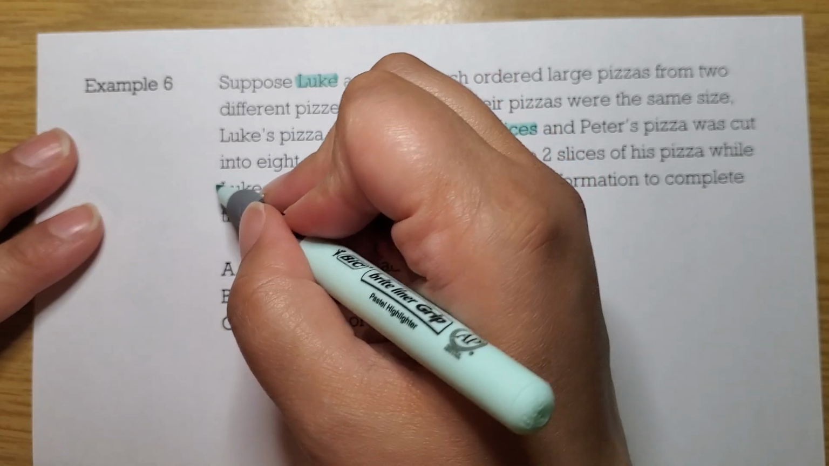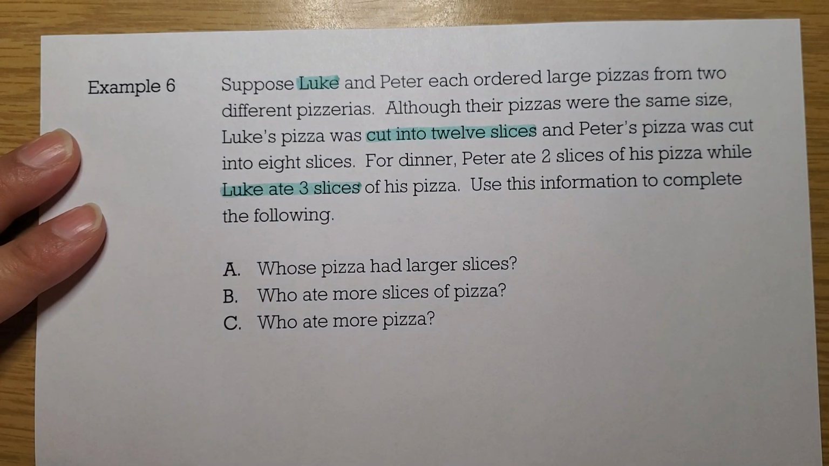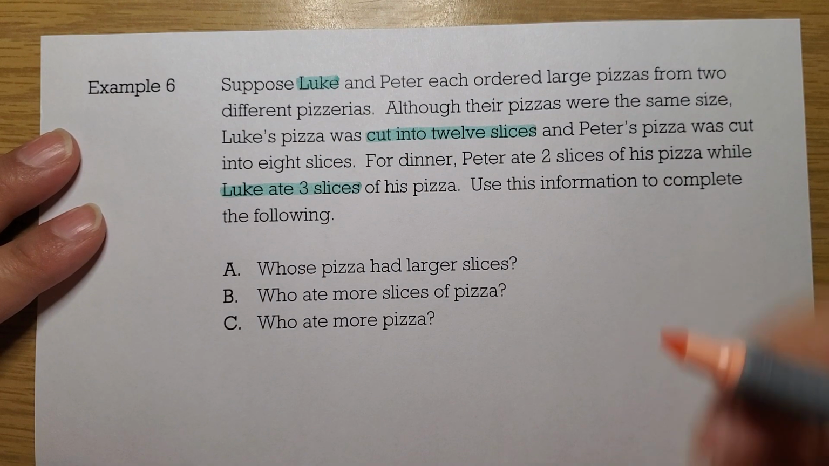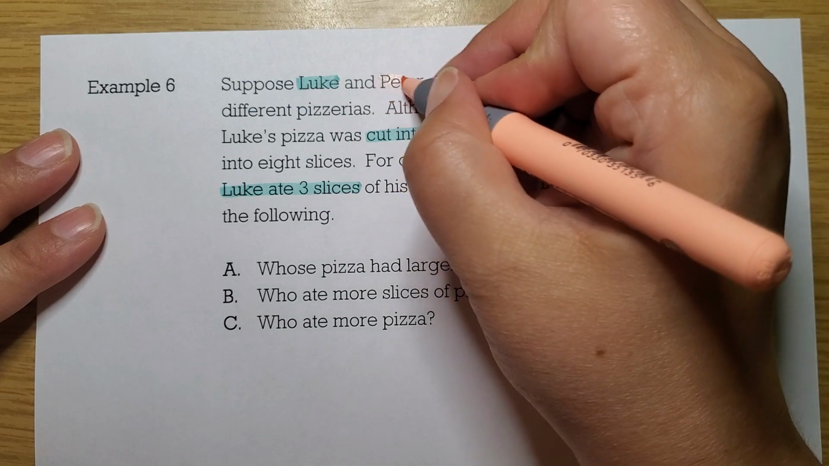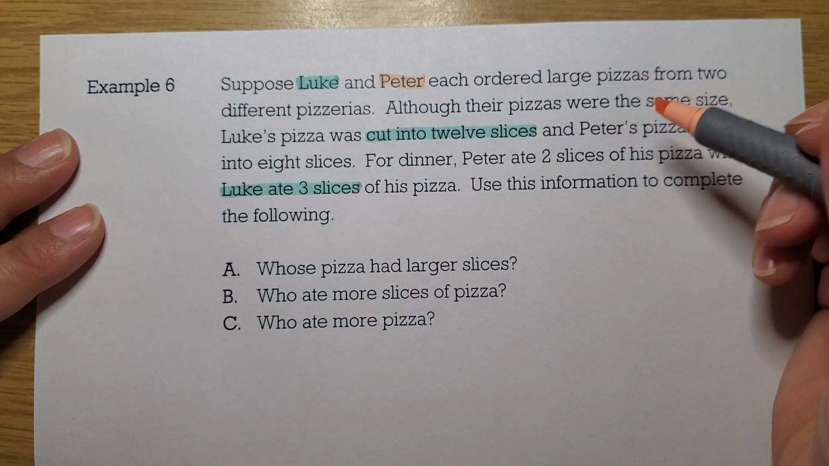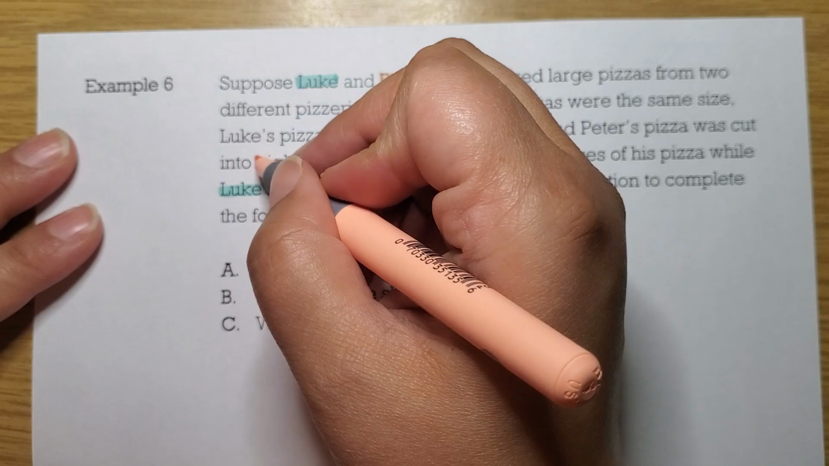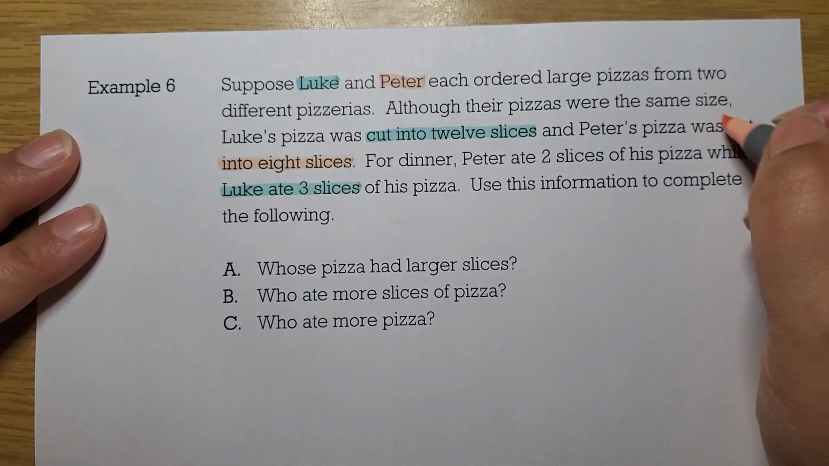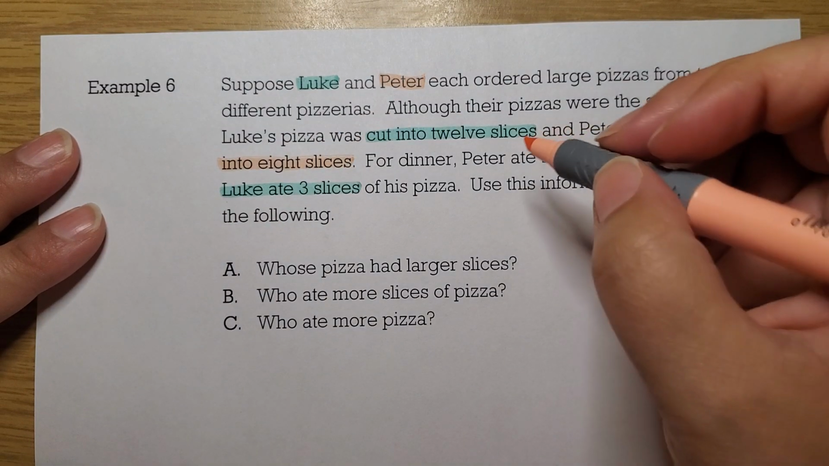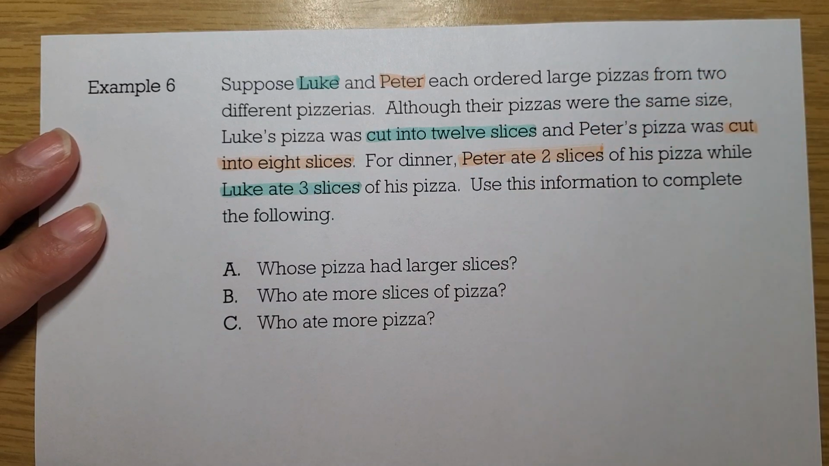And Luke ate 3 slices. Then we have Peter. Peter's pizza was cut into 8 slices. Okay. And Peter ate 2 slices.